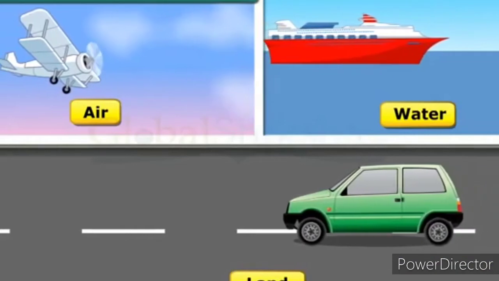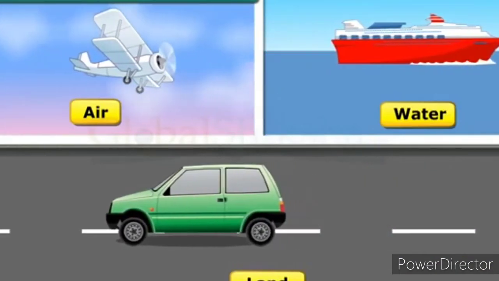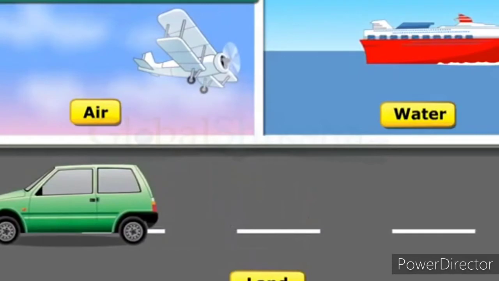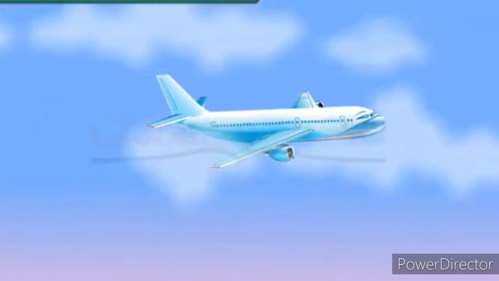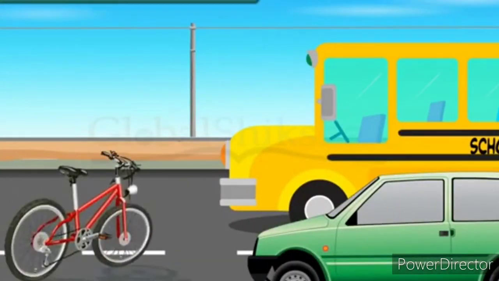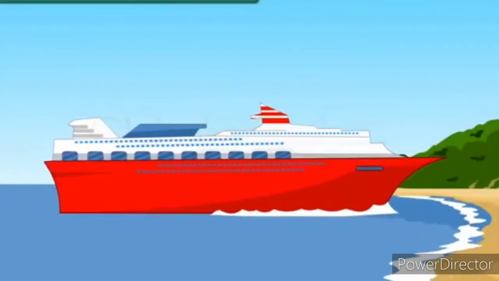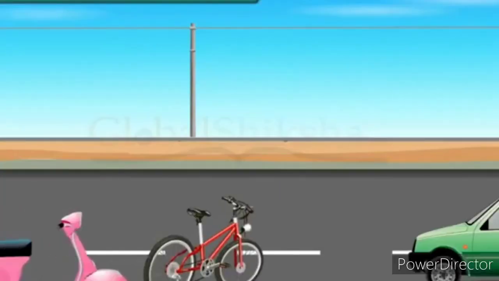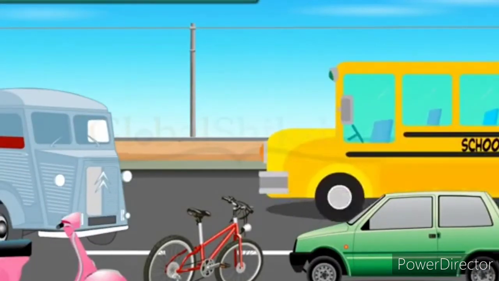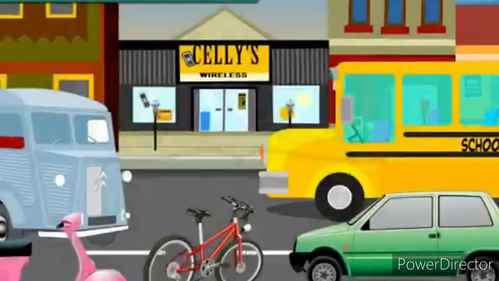Do you know that transport is carried out through various modes such as land, water and air? The vehicles used in these modes are not the same. They are different from one another. For example, airplanes fly in air. Buses, cars, bicycles and trains move on land and ships move in water. Bicycles, scooters, cars, trucks and buses run on roadways.